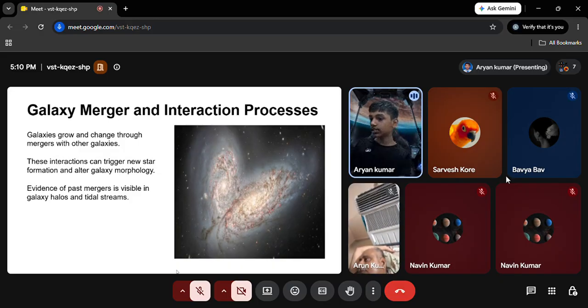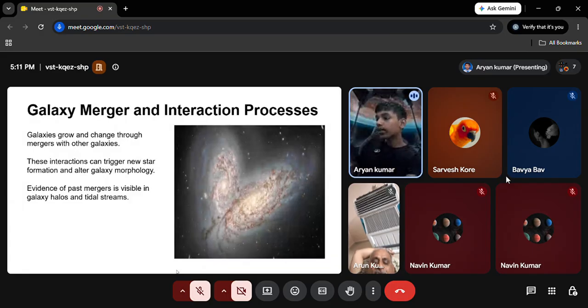Evidences of past merger is still visible in galaxy shapes and tidal streams. So let me just give you a quick summary of these slides. What they are trying to say is that heavier galaxies become stable faster than younger, smaller ones, because there's more mass to get hold of those supernovas and gas clouds. So that is why bigger galaxies tend to be more stable.